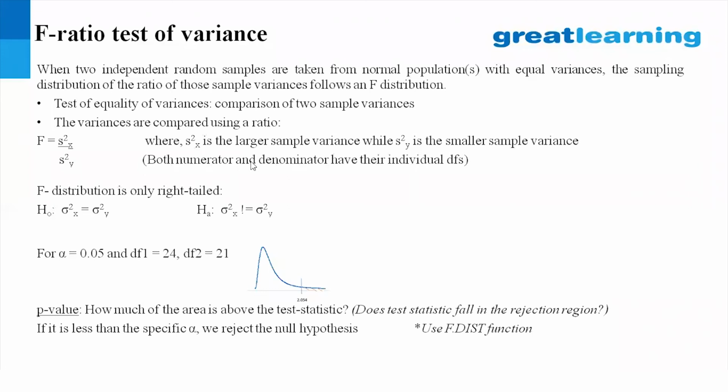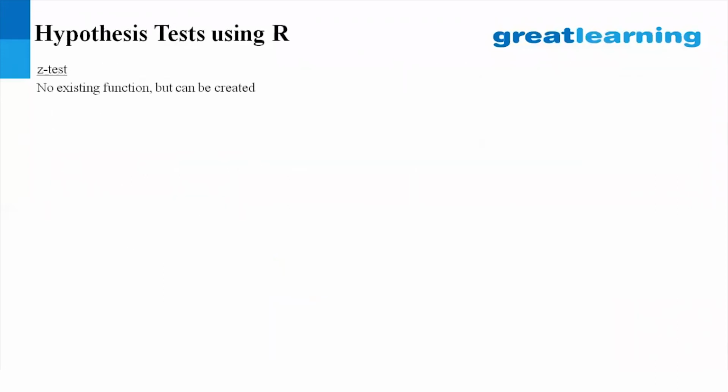I also quickly want to tell you, so far I told you all the functions that are present in Excel to calculate the p-values, but in case you want to use R for practice, for a z-test there is no exact function that exists, but you can always create a function for doing a z-test, because z is nothing but mean minus mu divided by the standard deviation upon square root of n. So you can just create a function for yourself in a similar manner for a z-test.